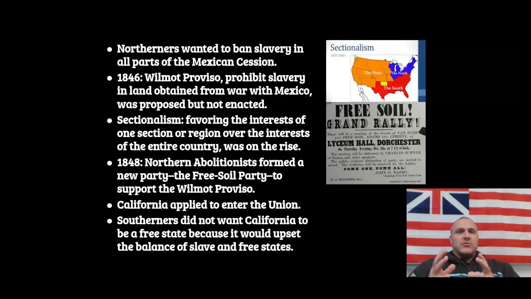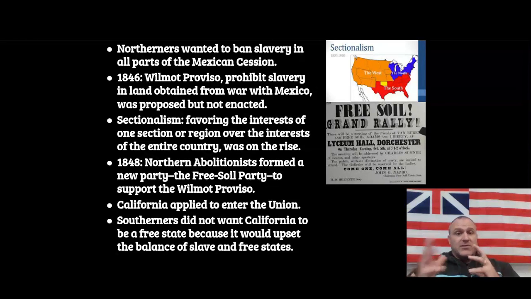So many Northerners wanted to abolish slavery in all parts of the Mexican Cession. What you have to remember here is slavery was abolished in the North between about 1774 and 1804. So in 1846, they came out with the Wilmot Proviso, which prohibited slavery in the land from the war with Mexico, the Mexican Cession. It was proposed in Congress, but it was never really enacted.